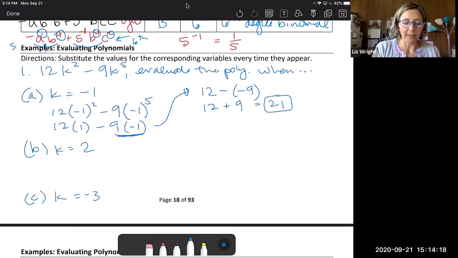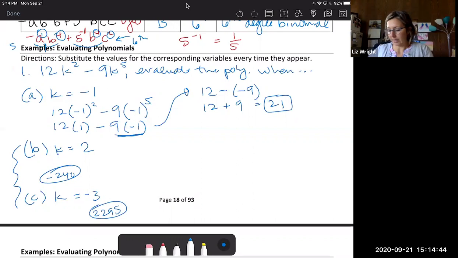So then what I would like for you guys to do, I'd like you guys to try these. So try those 2 and see how you do. The answer for this one, when you try it, you should be getting -240. If you're not, ask me. I'd be happy to go through that one with you guys. On C, when you go through it, you should be getting 2,295 for that one. And if you're not getting it, again, let me know and I'd be happy to go through it.